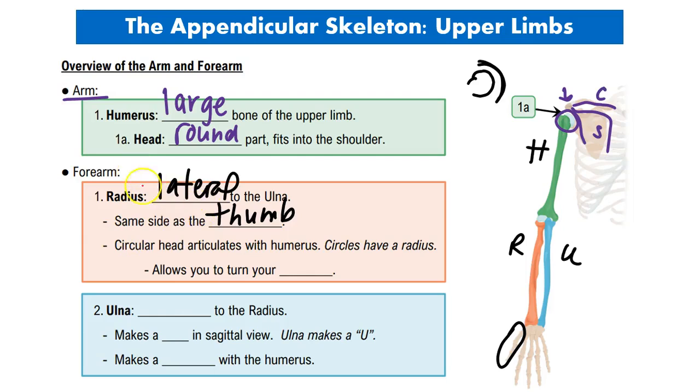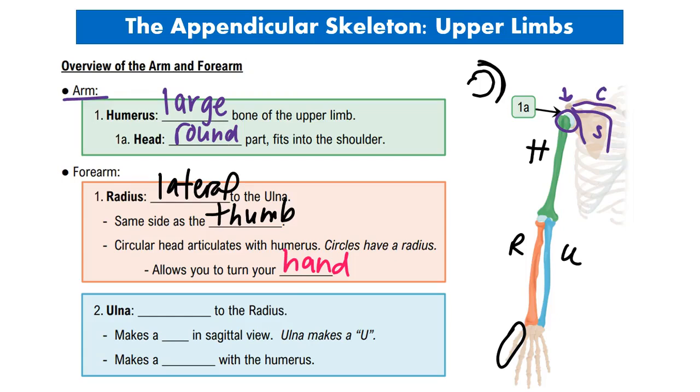Now, let's also go ahead and give more details about the radius itself. It allows you to turn your hand. If you are turning your hand and your wrist, that's because you're moving things from the radius onto the thumb side. I'm turning my hand left and right, and if you do it, you can see what I'm doing. I'm just turning my thumb inward and outward, and that's because the radius allows that.